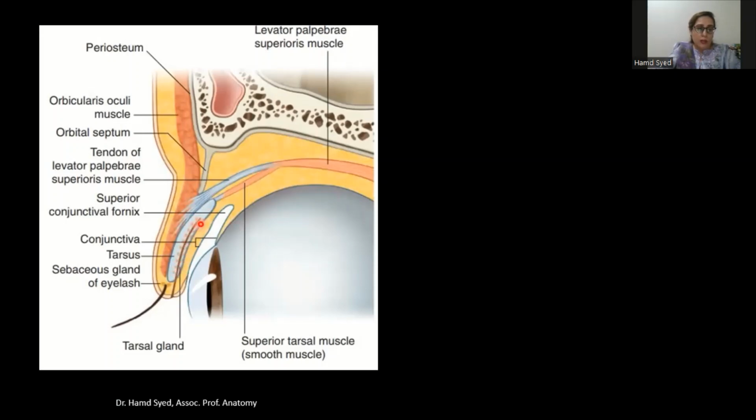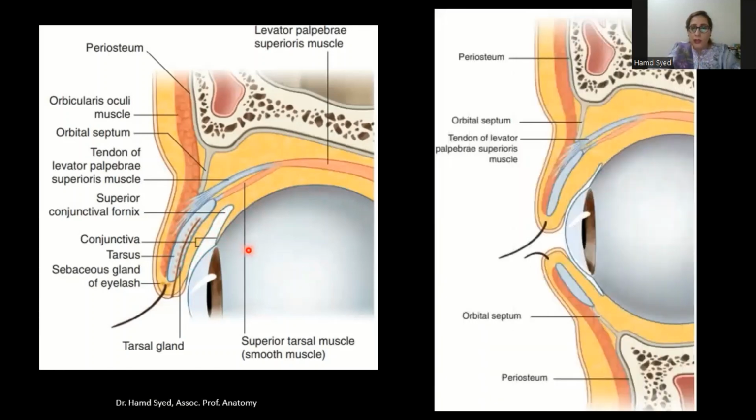It also contains within its deeper part the tarsal glands, which are modified sebaceous glands. The oily secretions from the tarsal glands increase the viscosity of the tear fluid. So this prevents the spillage of the tears or the overflowing of the tears. And over here is the eyeball, and also you can see the conjunctivae. We will be talking about the conjunctivae in the next few slides.